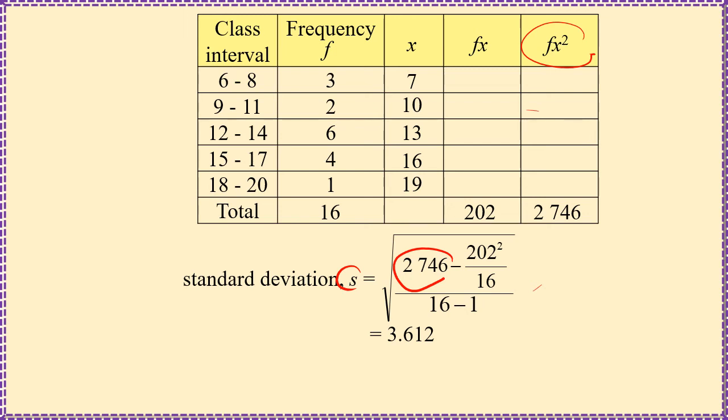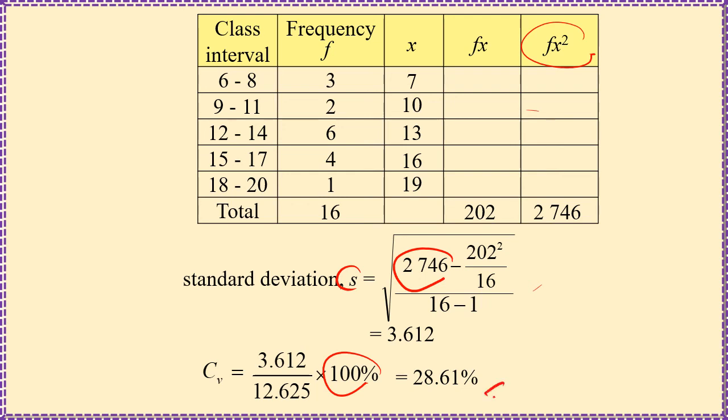Okay, so now the next question is to find the coefficient of variation. So coefficient of variation is the formula of standard deviation divided by the mean. So 3.612 divided by 12.625 multiplied by 100%, we get 28.61%. So this is the coefficient of variation, CV. Okay, so this is for data A. How about data B?